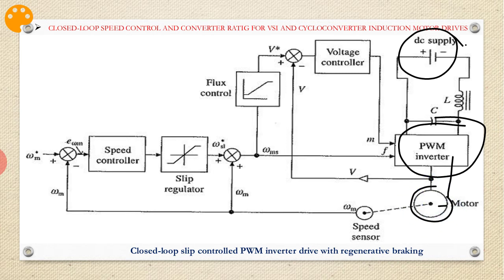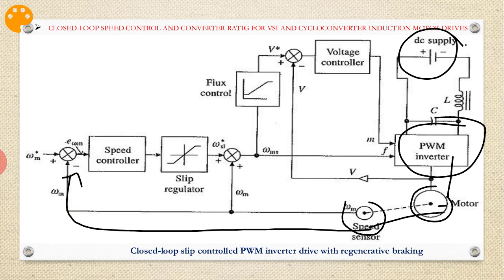The motor speed is sensed by this speed sensor and given to the PI controller, the proportional and integral controller. Omega m and omega star m is your reference, and this is the slip regulator. The function of the slip regulator is to set the slip speed command omega star s1, whose maximum value is limited to limit the inverter current to a permissible value. This is the function of the slip regulator.